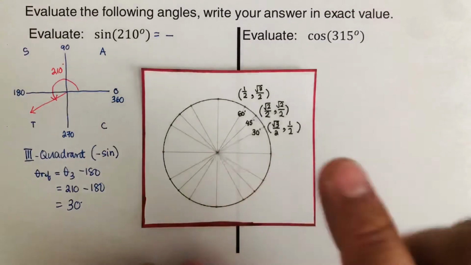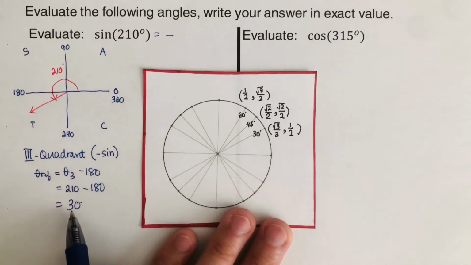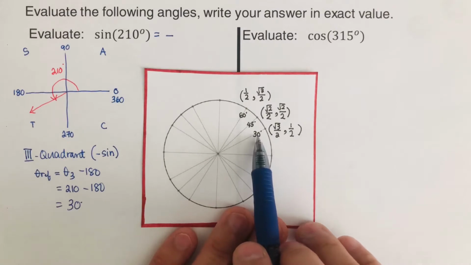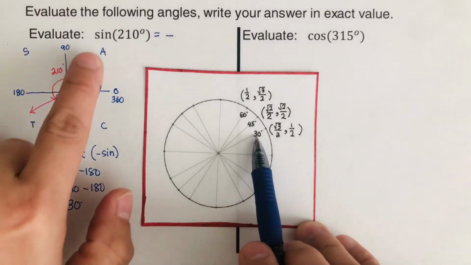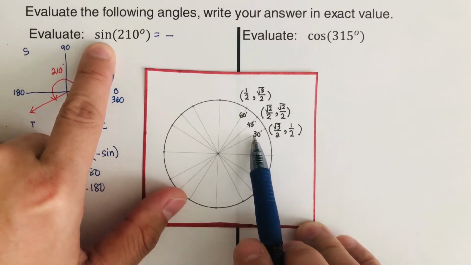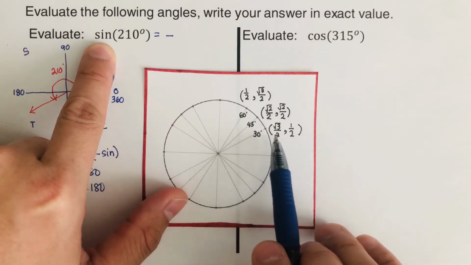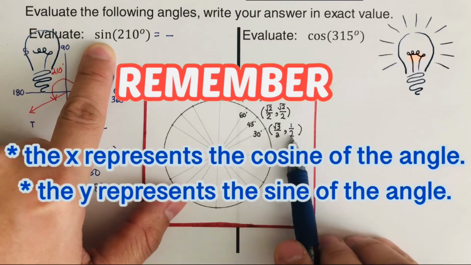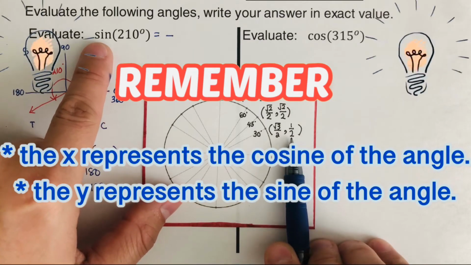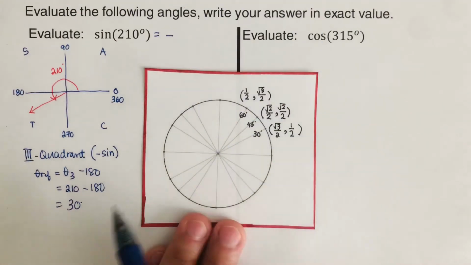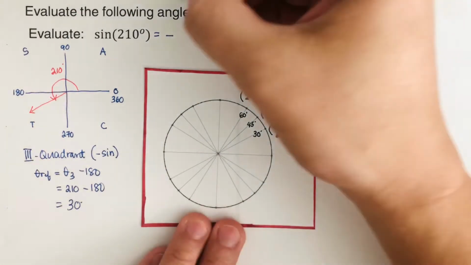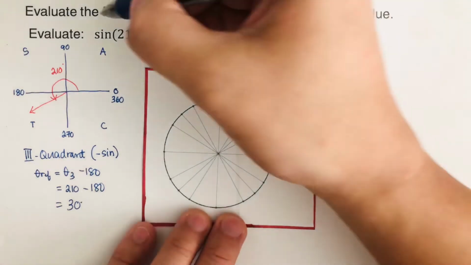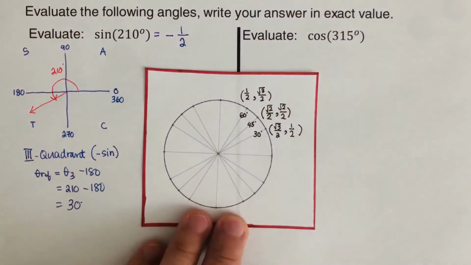Going back to the unit circle that we started from at the beginning, since this is 30, we're going to look at angle 30 on this reference angle. Since we want the sine, we are going to look for the y value, because remember, the x represents the cosine and the y represents the sine. So we're looking for this value here. This means that sine 210 is the same as the sine of 30, but instead it's going to be a negative 1/2. So I'm just going to write negative 1/2 right there. This is the value for sine 210.